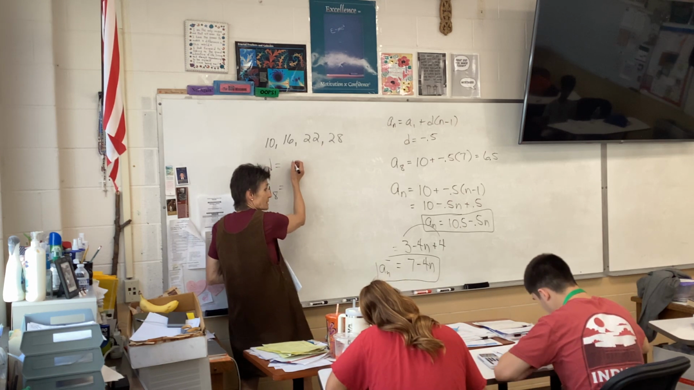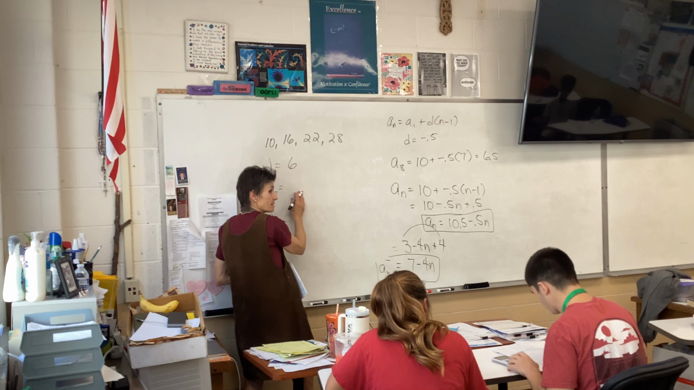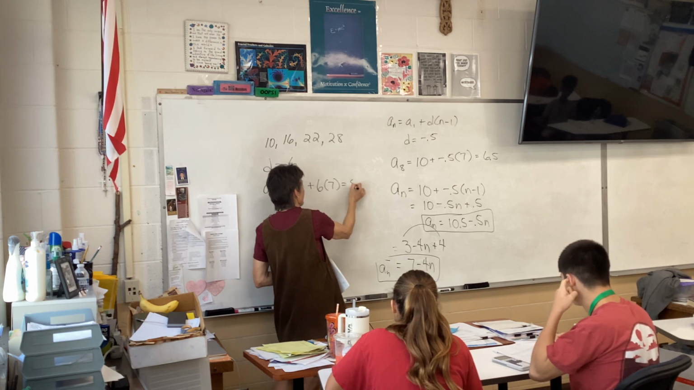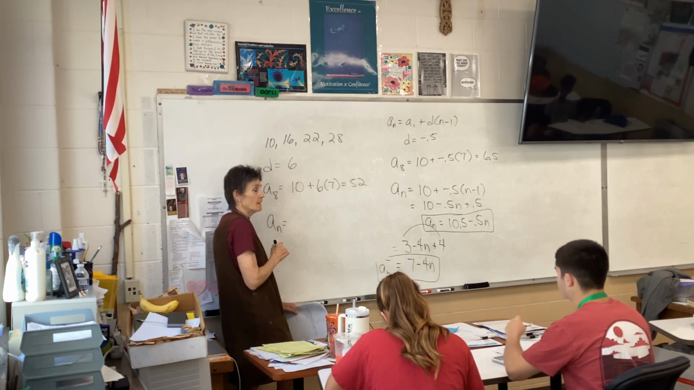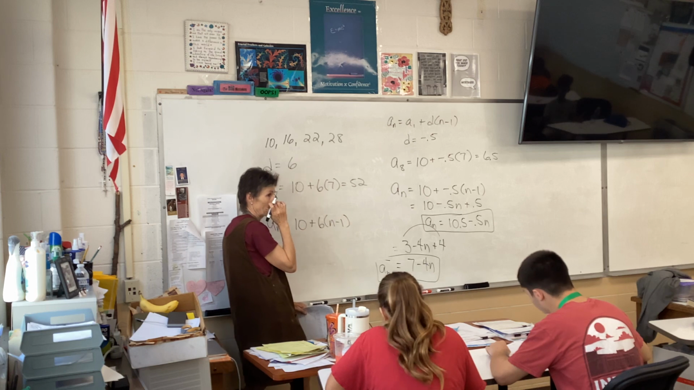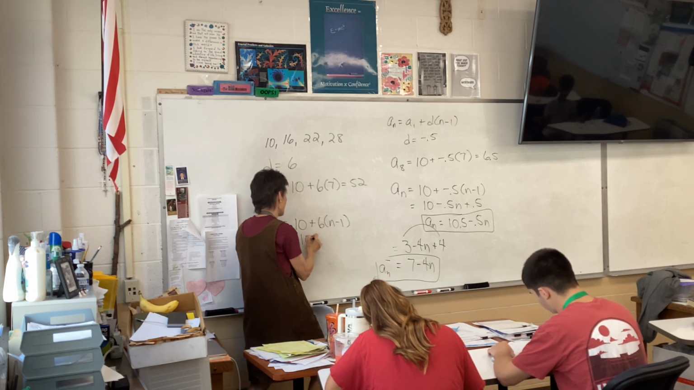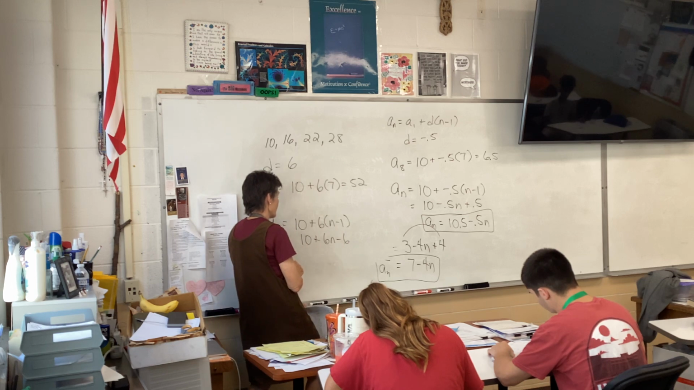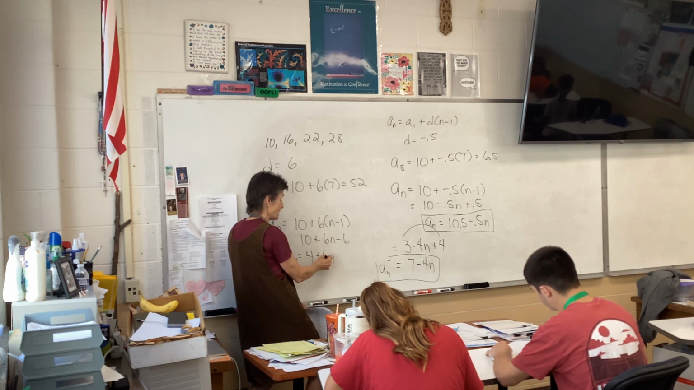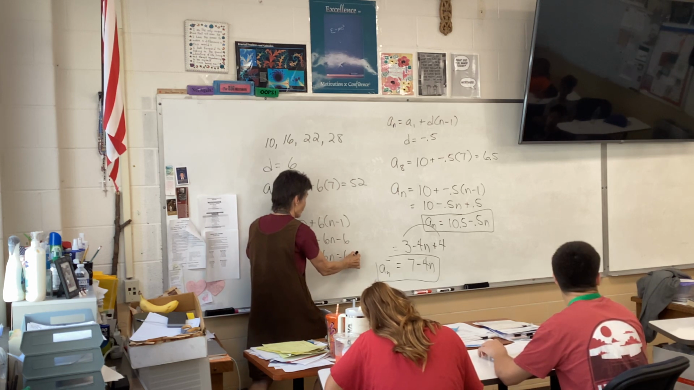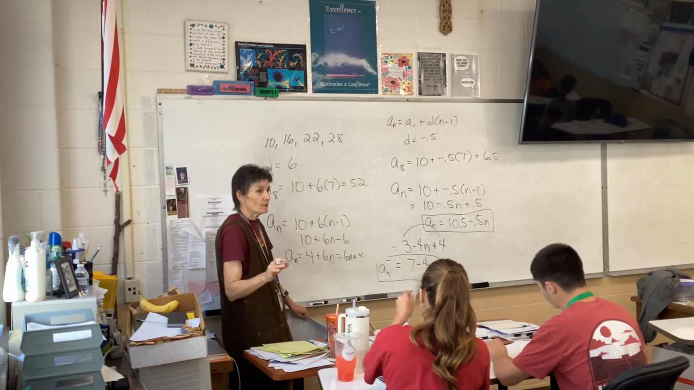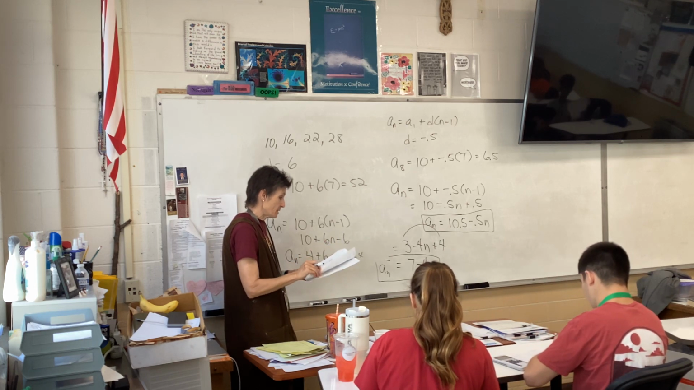All right, what'd you say your difference was this time? I hope you said 6. And your 8th term was 10 plus 6 times 7. Did you get 52? And then your explicit rule was 10 plus 6 times n minus 1. And you distributed. Did you end up with 4 plus 6n? Which could also be 6n plus 4. It doesn't matter which order you write that in, either one's fine. All good? All right, one more thing to do with arithmetic.